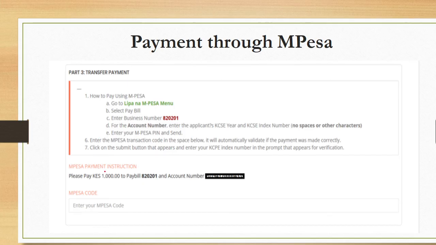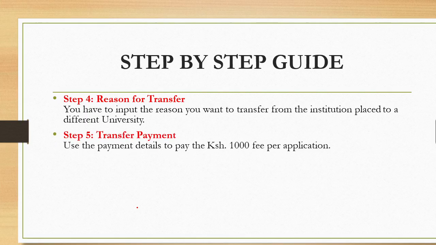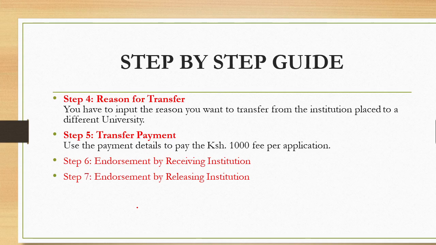So you need to provide the 1,000 shillings, right? This particular code is very important, because it can be used to claim if there's some kind of error with the technology, something might happen. So you'll need to provide this code to show that you had paid. Now, ultimately, after providing the reason for transfer, right, you have provided the money. So step 6 is to wait for the endorsement by the receiving institution, right?